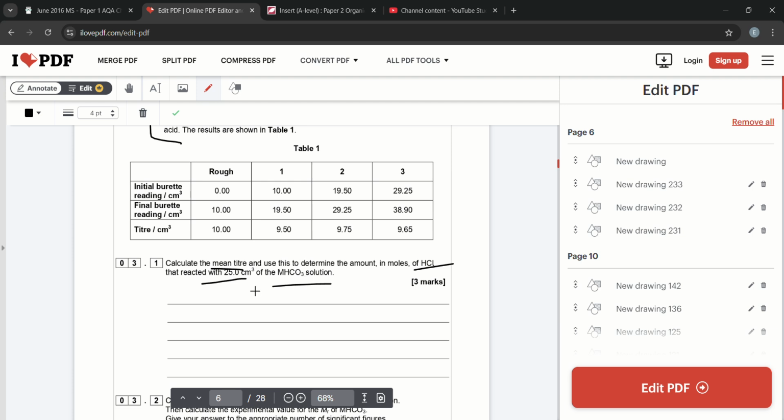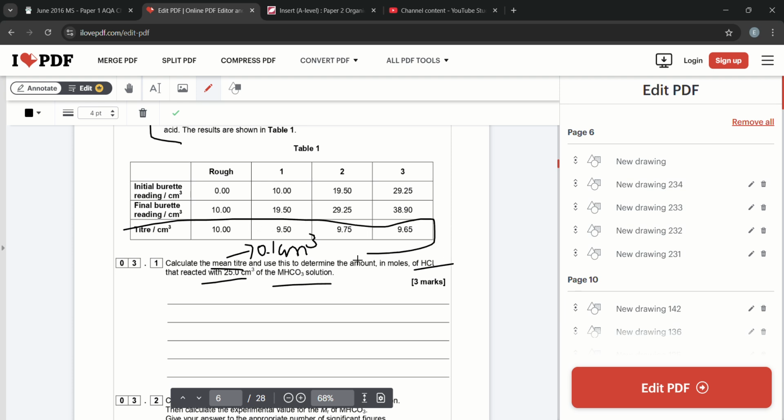So to find the mean titer, well, titers need to be within 0.1 centimeters cubed of each other. So if you look at the titers table, obviously we don't really care about the rough, because that's clearly more than 0.1 centimeters cubed. 0.50 centimeters cubed is also more than 0.1 centimeters cubed away.